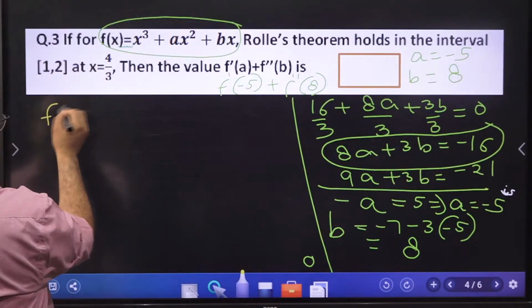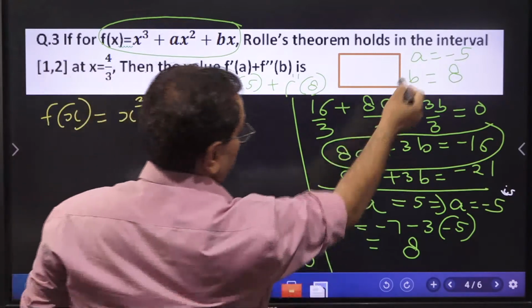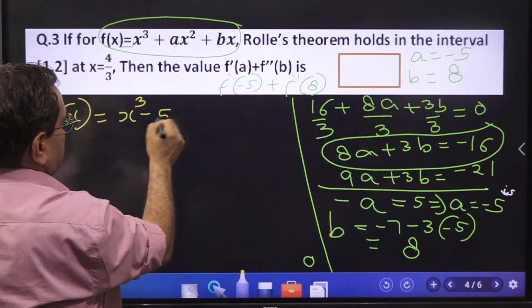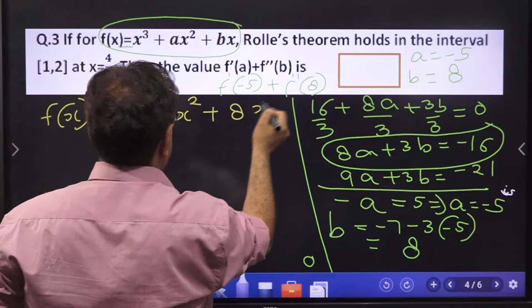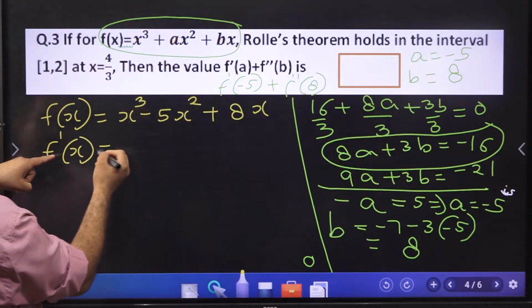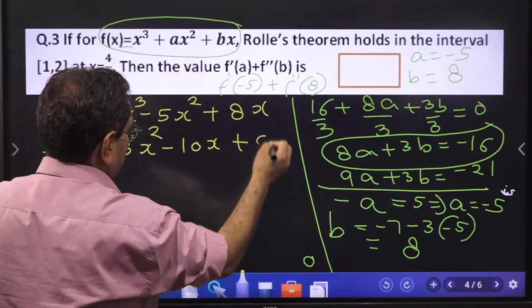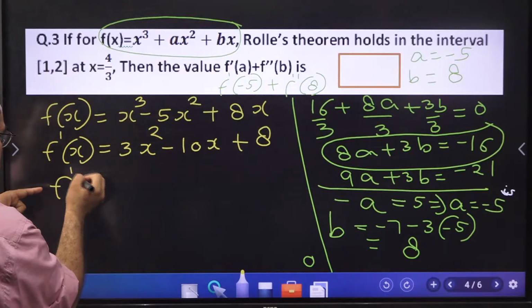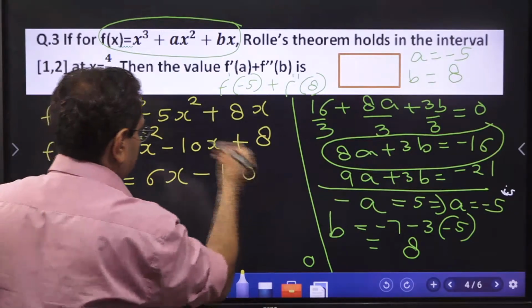So our f(x) is equal to x cube. What is a equal to? Minus 5. So minus 5x square, and b is 8, so plus 8x. This is f(x). Now what is f dash x? It is 3x square minus 10x plus 8. And what is f double dash x? It is 6x minus 10.